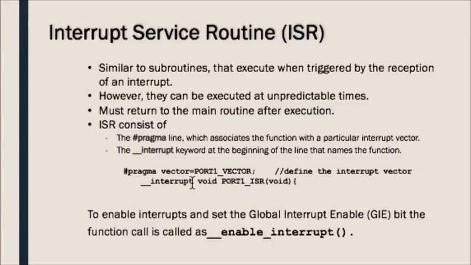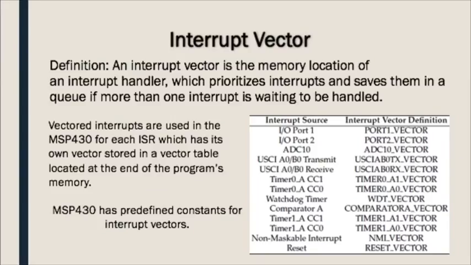To enable the interrupts in a program and set the global interrupt enable bit, the function call is made using this line of code here, enable interrupt. And that's how we are able to enable our interrupts.